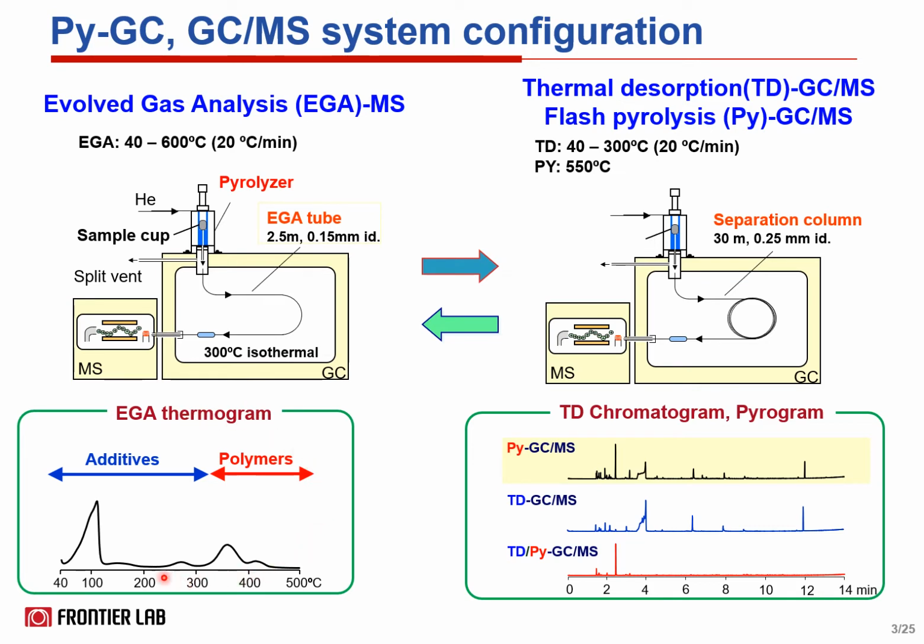This is a typical EGA thermogram. The horizontal axis is the temperature of the pyrolyzer furnace. From this result, additives information and polymer information of the sample can be obtained. Based on this information, we will perform qualitative and quantitative analysis of polymers and additives by using separation analysis with a separation column. So same system, but the column is different.